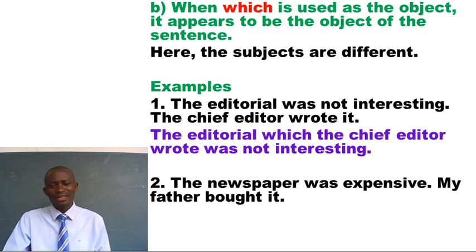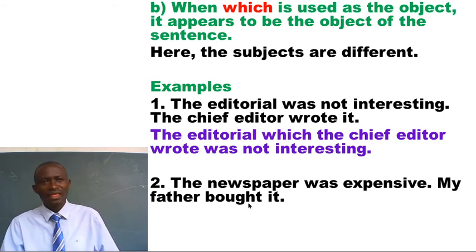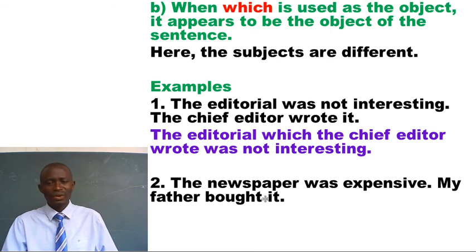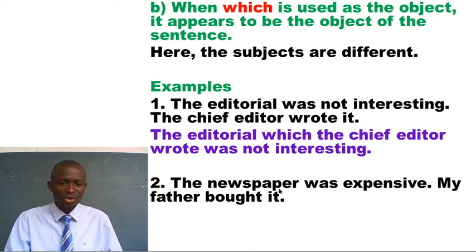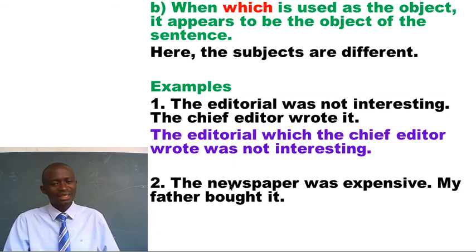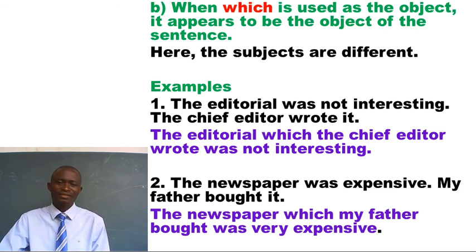More examples come. The newspaper was expensive. My father bought it. You realize that our answer will start from the object given: the newspaper which my father bought. You omit this "it" because it is already engulfed inside the conjunction given as which. Remember we said it is used in place of the relative pronoun of the relative clause. So we shall say, the newspaper which my father bought was very expensive. That's the answer, friends.